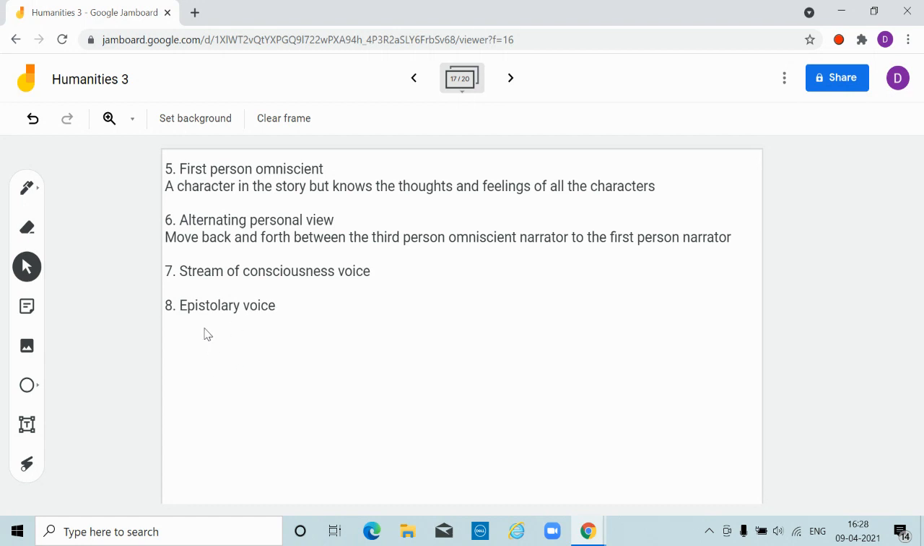Now, the eighth one, the epistolary voice. Epistolary, as the name suggests, uses letters and other types of documents to convey the plot of a story. A major example would be Mary Shelley's Frankenstein, where the story unfolds in the form of letters. So that is the eighth form of narration. I think with that we can wind up this particular video.